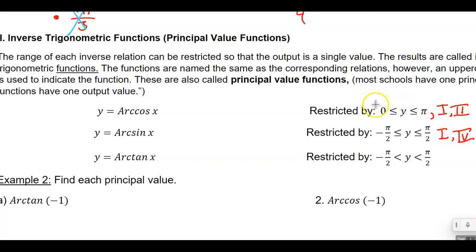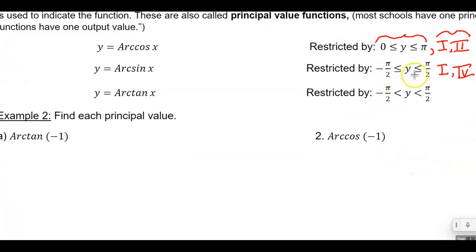That's what these mean right now. These are two different ways of saying the same thing. From 0 to pi means first and second quadrant. From negative pi over 2 to pi over 2 means it has to be in the first or fourth quadrant, and you can see that these are the same. So this is also going to be first or fourth quadrant.